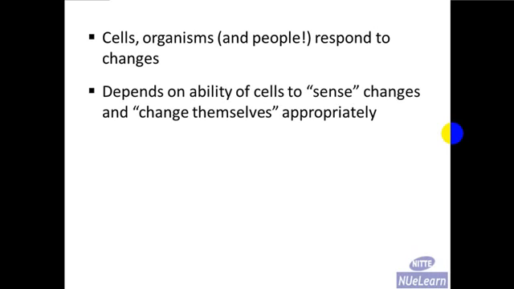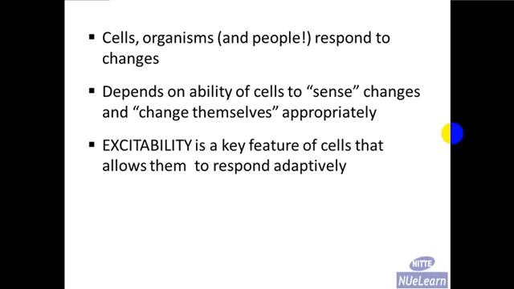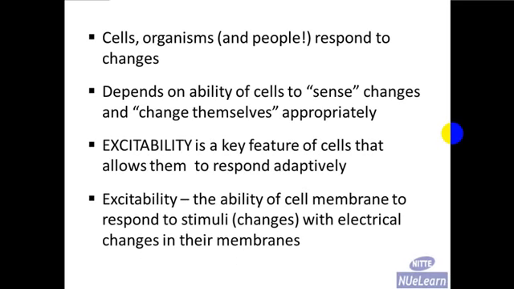The ability to respond to changes actually depends on the ability to sense changes in the first place, and then to change appropriately in the context of the changes that have happened in the external environment. Now, excitability is a key feature of cells that allows cells to respond adaptively in a particular way. What is this particular way?